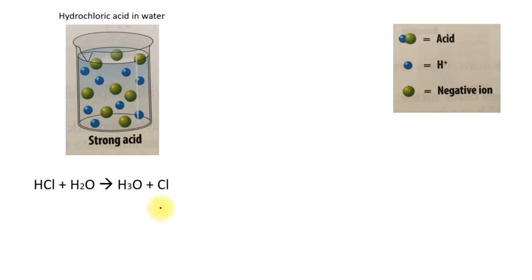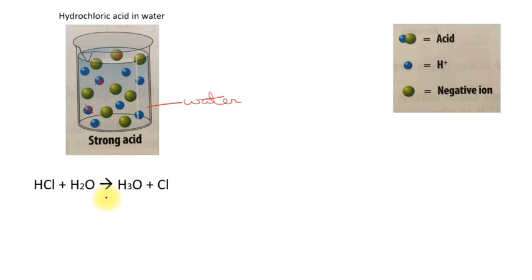Okay, this is a picture from the book of hydrochloric acid in water. So there's water in here in the beaker, and this shows the dissociation of all the molecules. So the blue stands for hydrogen, so here's your positive ion. And then the green stands for the negative ion, the acid that's left. And in our case, it's the chloride.